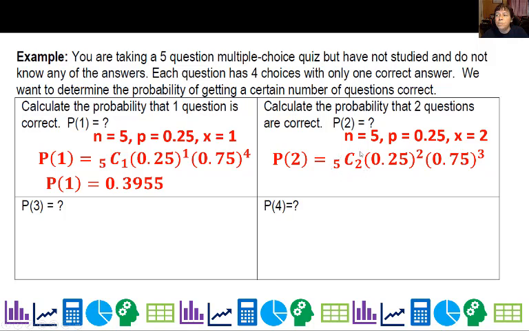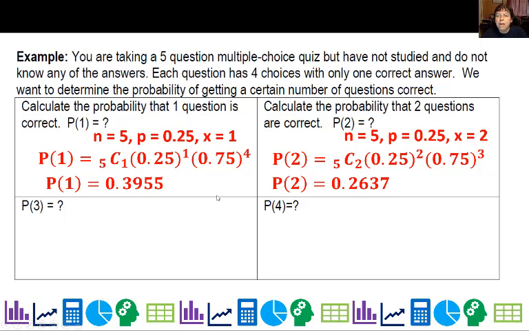And this just tells me the number of different ways I can get 2 correct. And yes, I can do this one in my head. It should be 10. So 5 choosing 2 things should be 10. So we multiply all this out, probably using your calculator, and we get 0.2637. By the way, I will post calculator instructions on how to do combinations and permutations as well, and the binomial distribution.